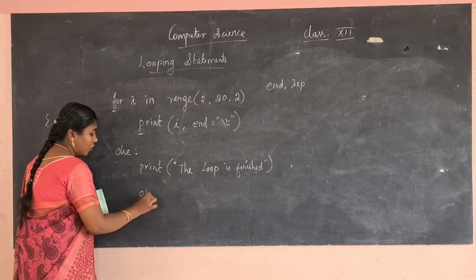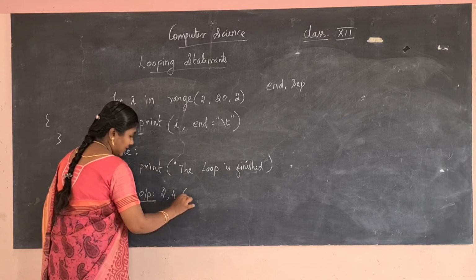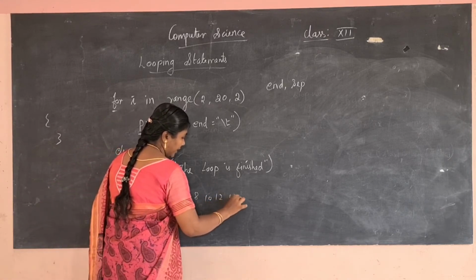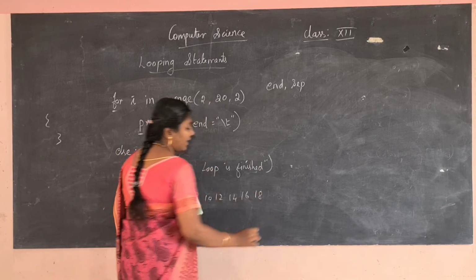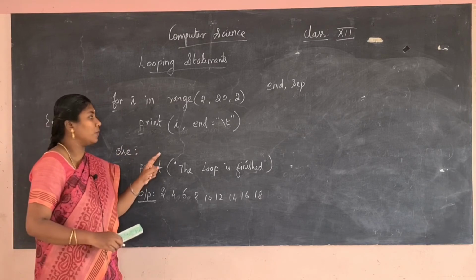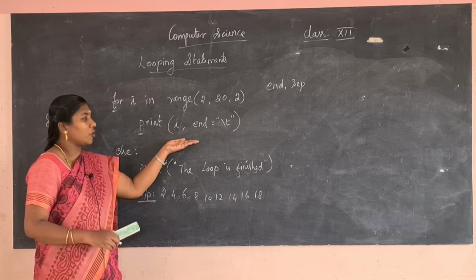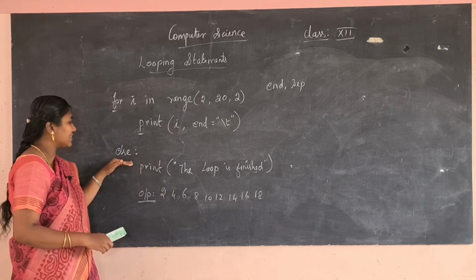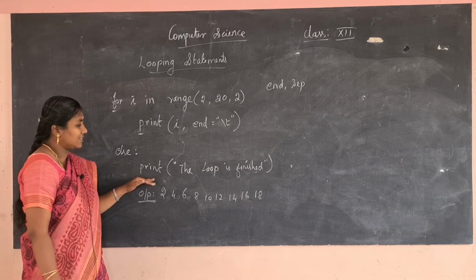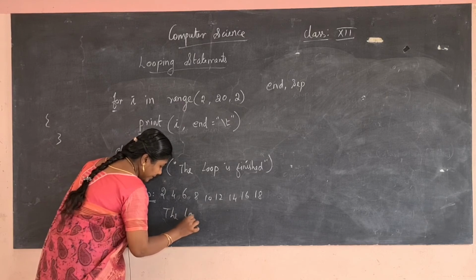As the for loop gets executed, it will print all the values 2, 4, 6, 8, 10, 12, 14, 16 and up to 18, and when the value gets incremented to 20, 20 will not be included. So the control will get out of the for loop. Then the else part gets activated. In the else part, the statement I have given is 'the loop is finished', so the loop is finished will be printed.